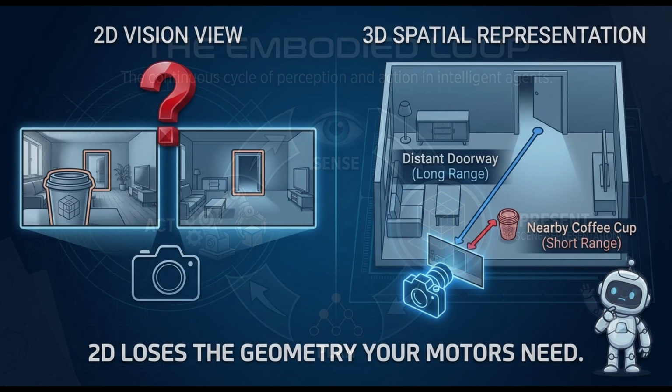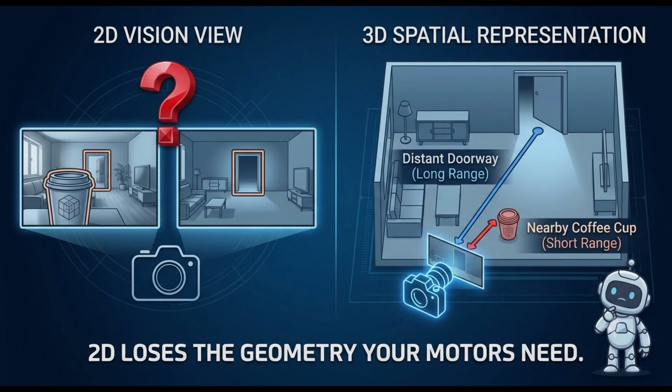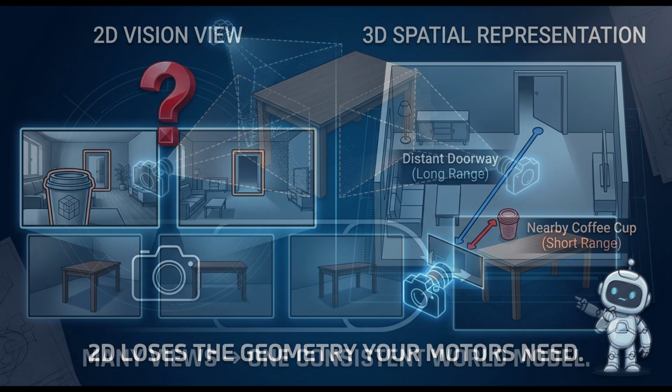Now, why insist on 3 dimensions? Why not just work with camera images, like an image classifier does? Because actions happen in 3D. A path is a curve through 3D space. A grasp is a 3D pose of a hand relative to a 3D object. Collision is a 3D geometric fact. If your representation is just a flat 2D image, you've thrown away exactly the structure your motors need.